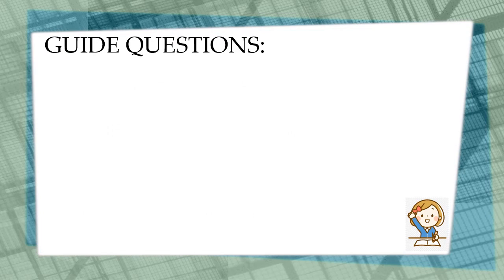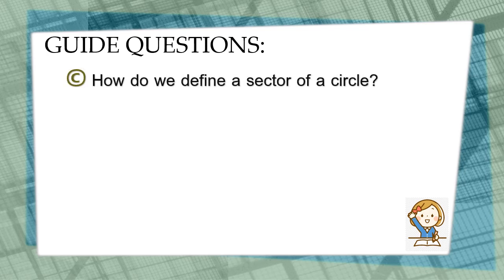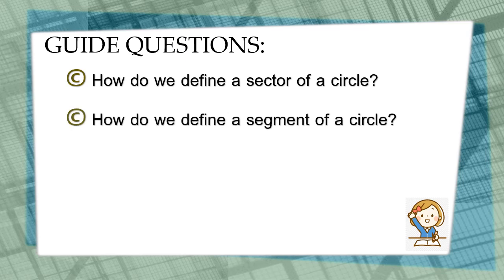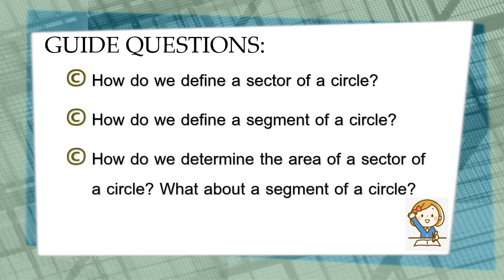Now, I'd like you to be guided by the following questions that hopefully after watching this video you will be able to answer or elaborate. First, how do we define a sector of a circle? Second, how do we define a segment of a circle? And lastly, how do we determine the area of a sector of a circle? And what about a segment of a circle?